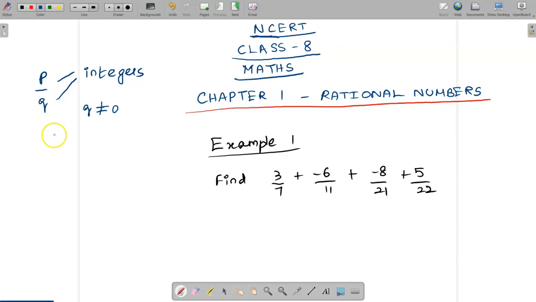So for example, we can have 3 by 5 like this, okay, where both P and Q are nothing but integers and Q is not equal to 0. So such type of value is nothing but a rational number. So let us now proceed with the problem given.